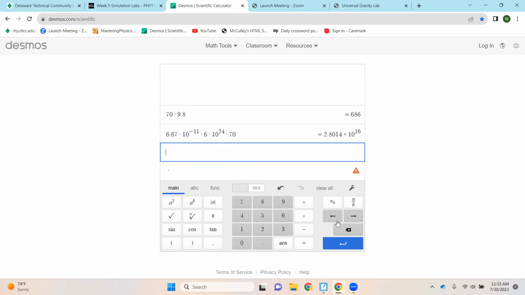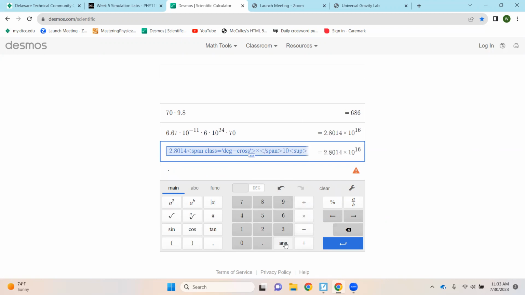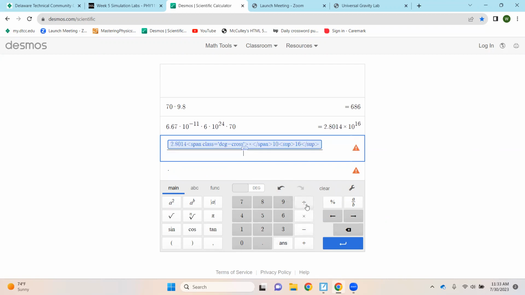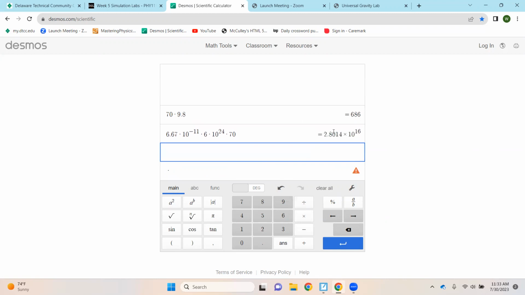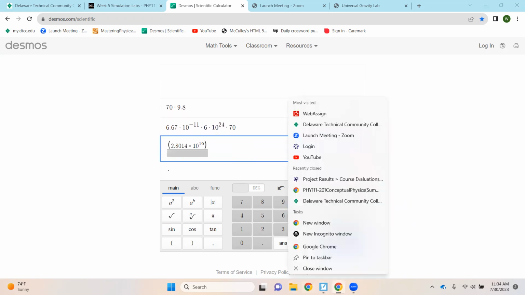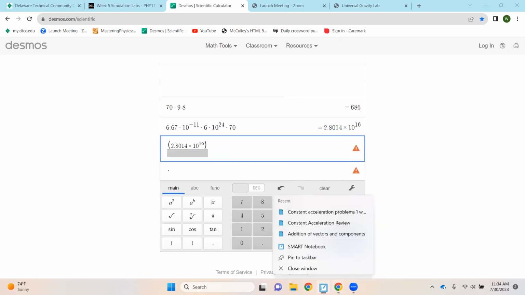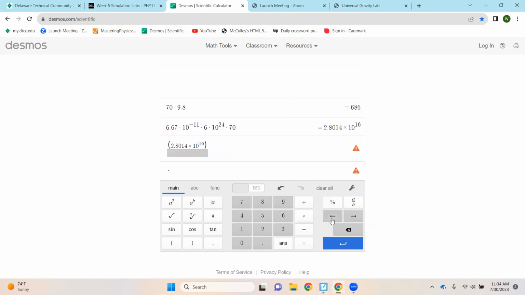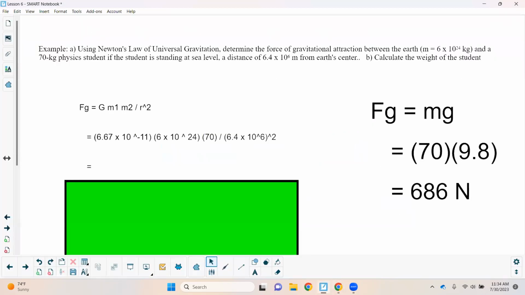So I'm just going to leave that. That would go on top of the fraction. And then I'm going to take that answer and divide it by this whole thing. I'm going to divide it by the radius of the Earth, which is the 6.4 times 10 to the 6.